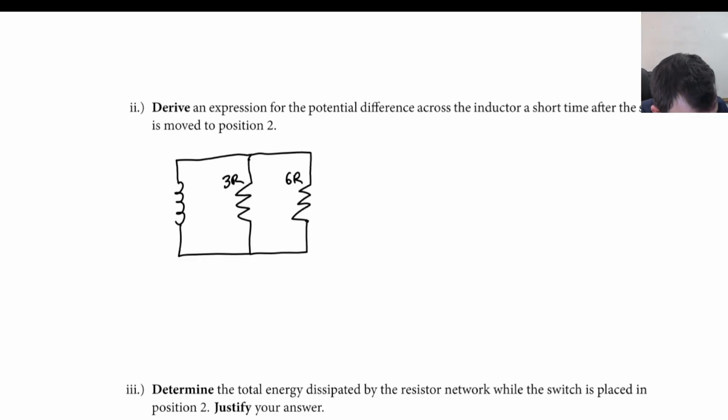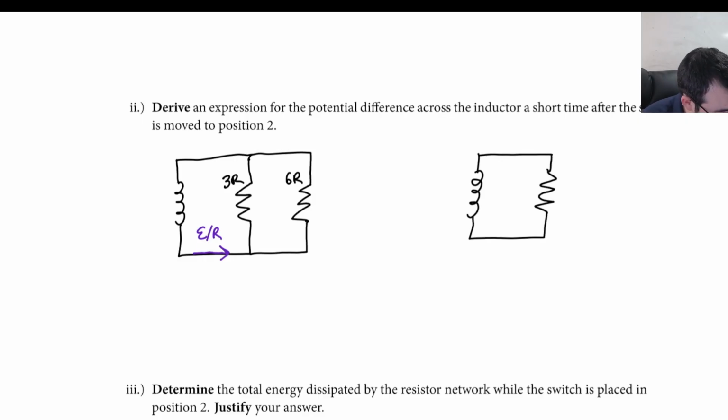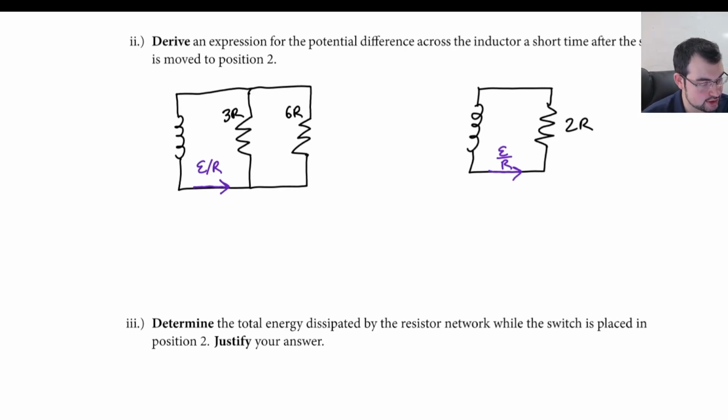So we said as soon as I flip the switch, the current through the inductor is epsilon over R. So what might be helpful is we know that things in parallel have the same voltage. So let's condense these resistors into a single R_eq. This is a pretty well-known one, that 3 and 6 make 2 in parallel. So I have a current of epsilon over R going through my circuit, and I'm pushing that through an effective resistance of 2R.